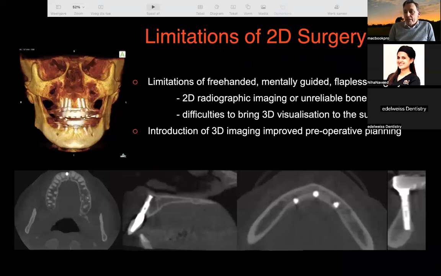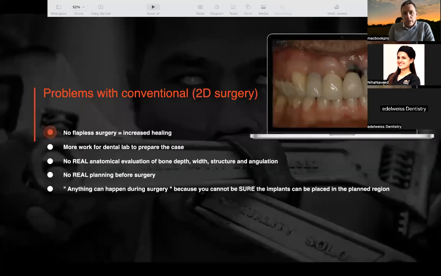Guided surgery. What are the limitations about 2D guided surgery, which we did or still do a lot of time? The limitations of free-handed mentally guided surgery is that we didn't have CBCT images at that moment, which you see here now. If we go back and have a look at the surgery which we did before, in a closed flap but not guided, then we see that a lot of the implants which we see on CBCT are doing well, but they are not in the right position. This is a limitation of 2D guided surgery.